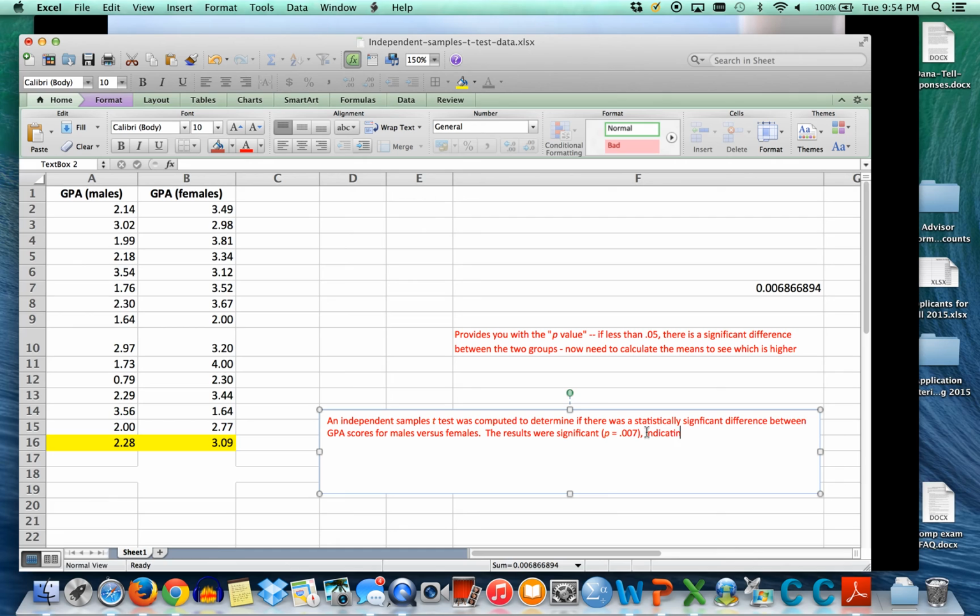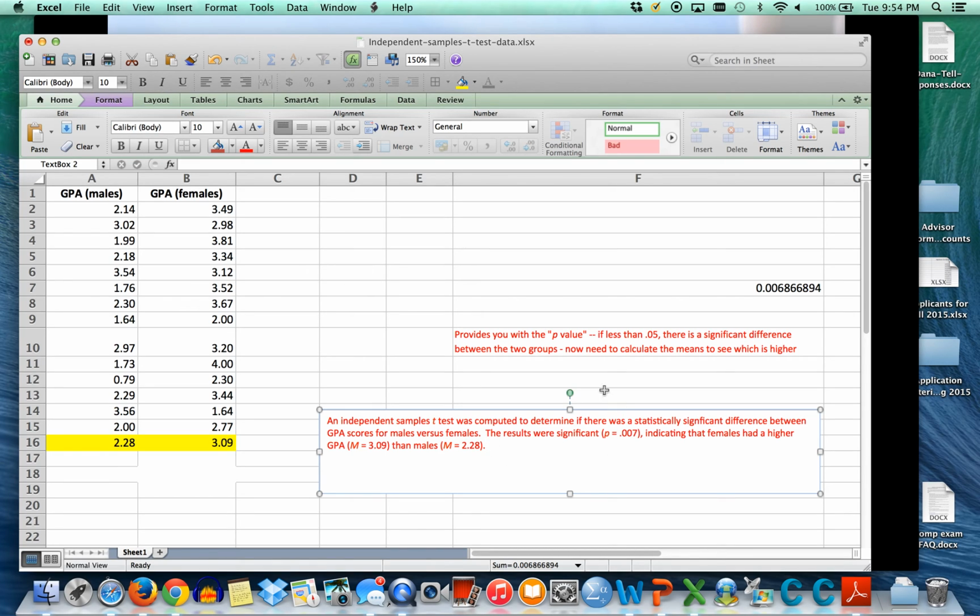indicating that females had a higher GPA, and then you're going to want to put in what the group mean was, italicize the M, then males, and you would do the same thing. Period, go back and italicize the M.